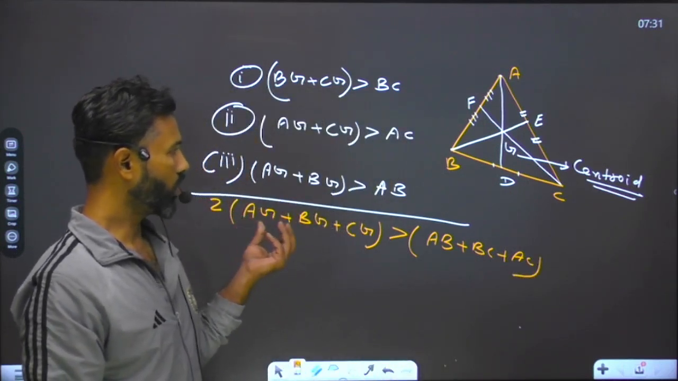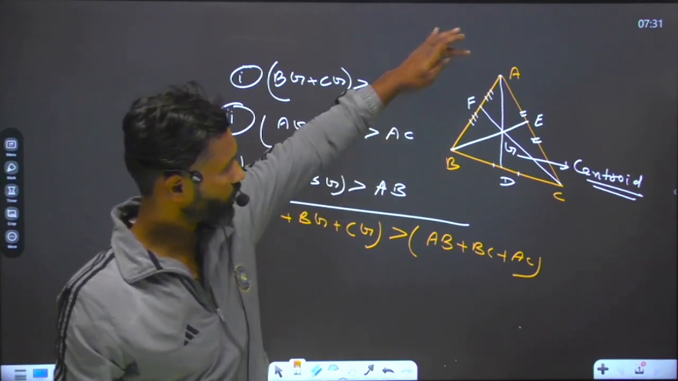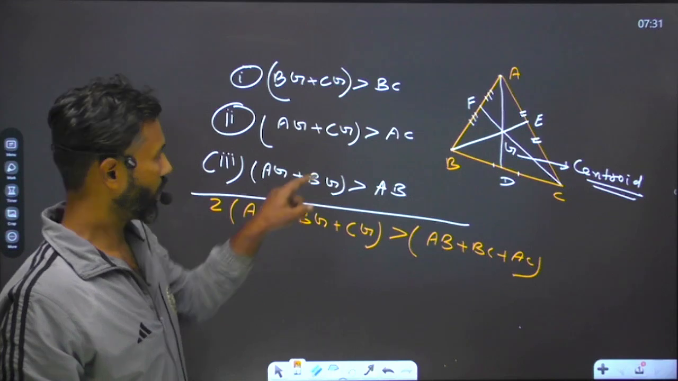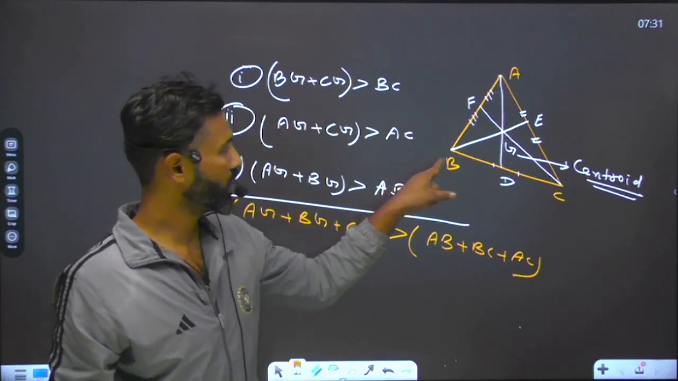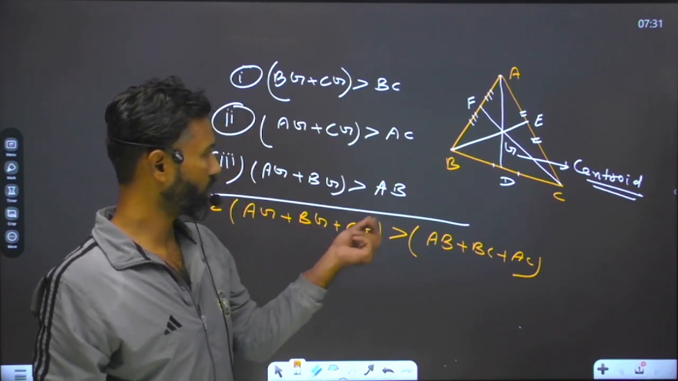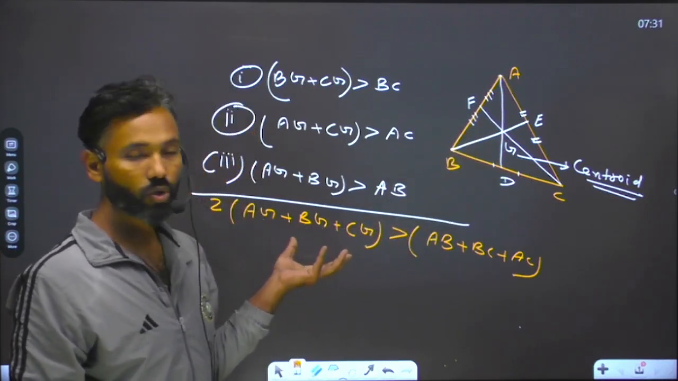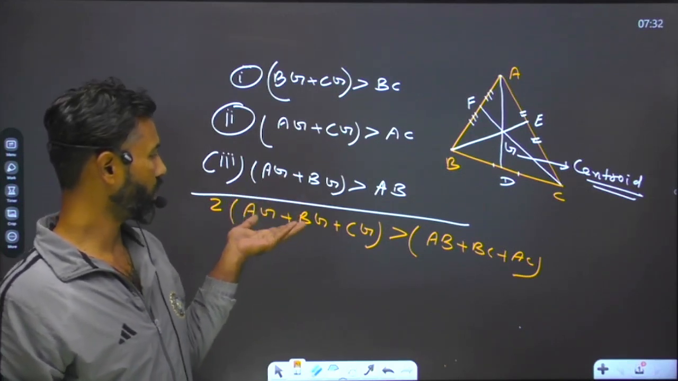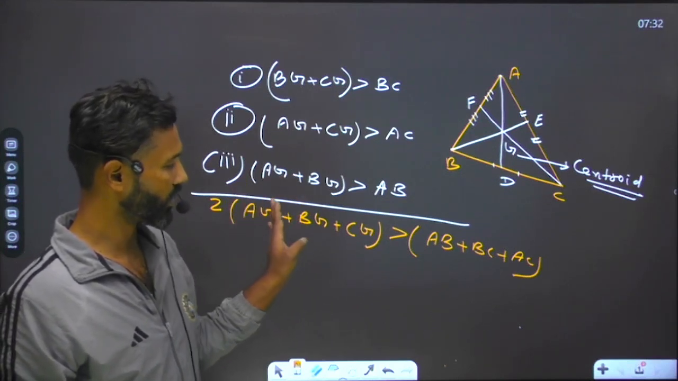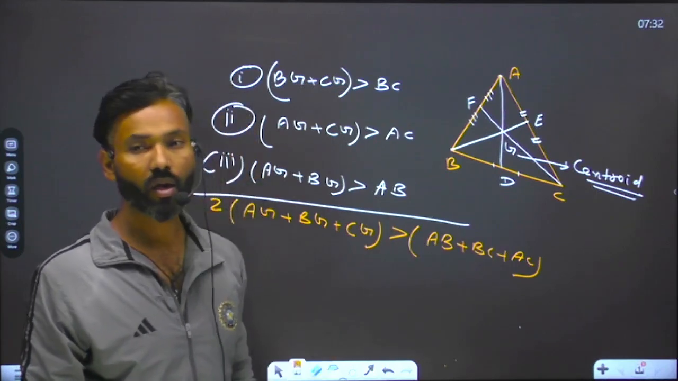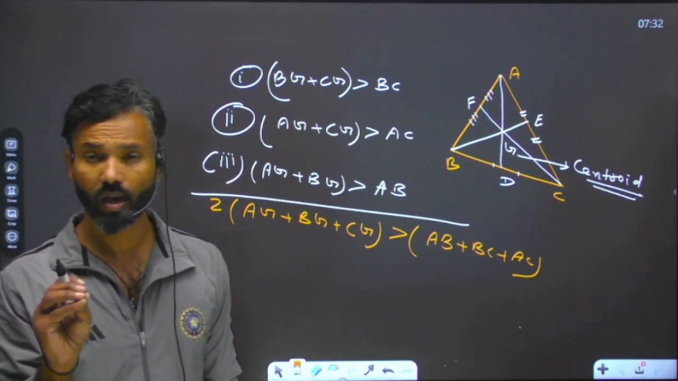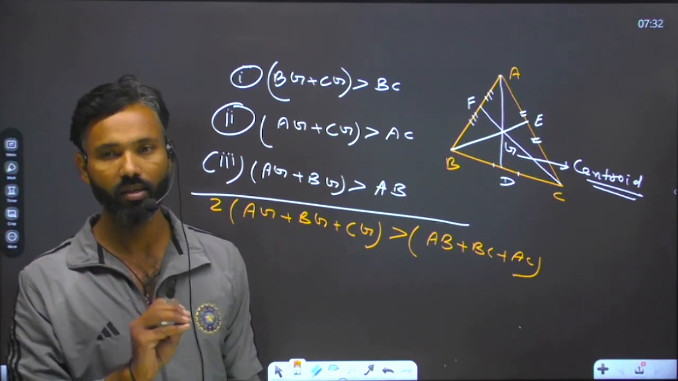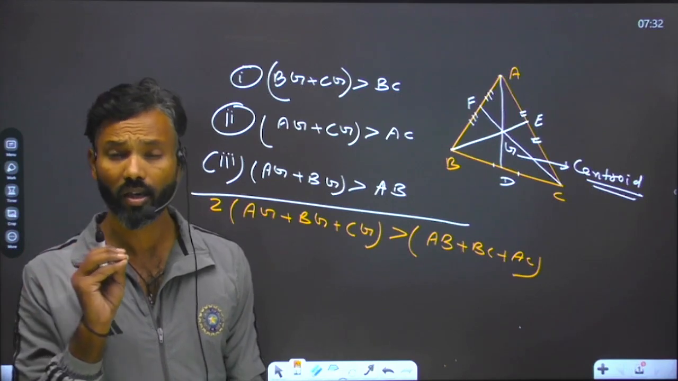Twice the sum of the distances from the vertices to the centroid. AG is the distance from vertex to centroid G, BG is also the same distance from vertex to centroid, and CG is also the same distance. So twice the sum of the distances from the vertices to the centroid will be greater than the sum of all three sides of the triangle. This is a very unique and basic concept, and it has been asked in SSC CGL mains and CDS also.